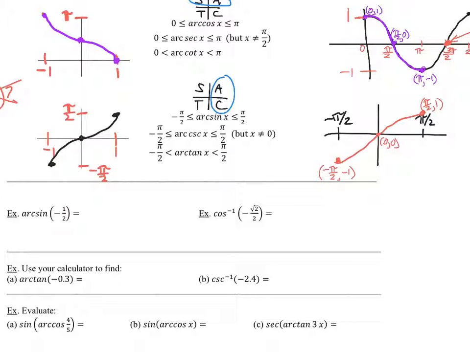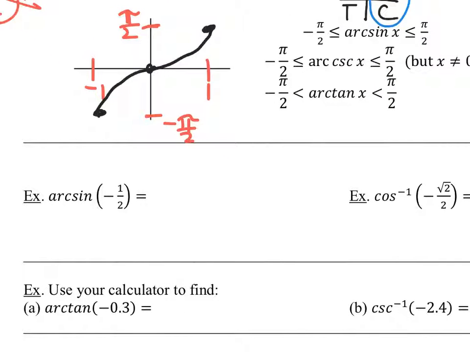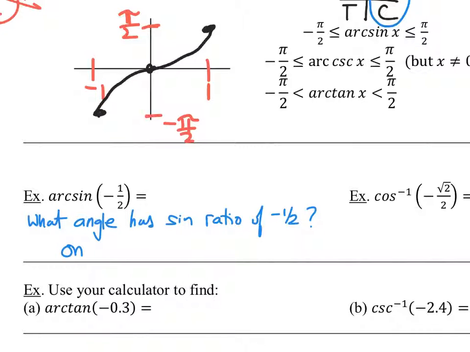Speaking of arc sine of -1/2, again, just to detail it out here, it's saying what angle has a sine ratio of -1/2. But it's specifically, again, on the interval of negative pi over 2 to pi over 2, because the arc sine only exists in the interval of negative pi over 2 to pi over 2.